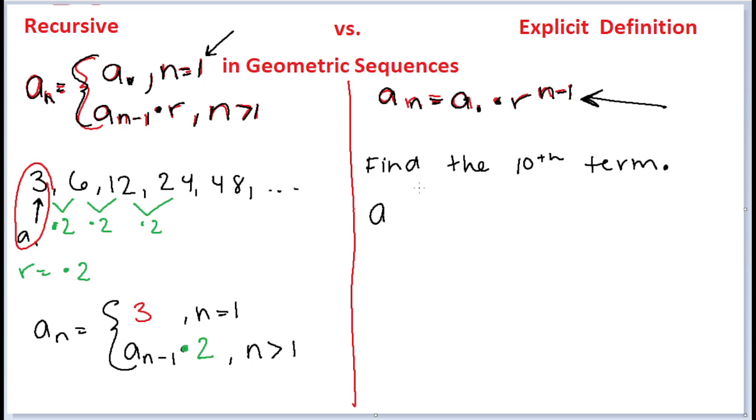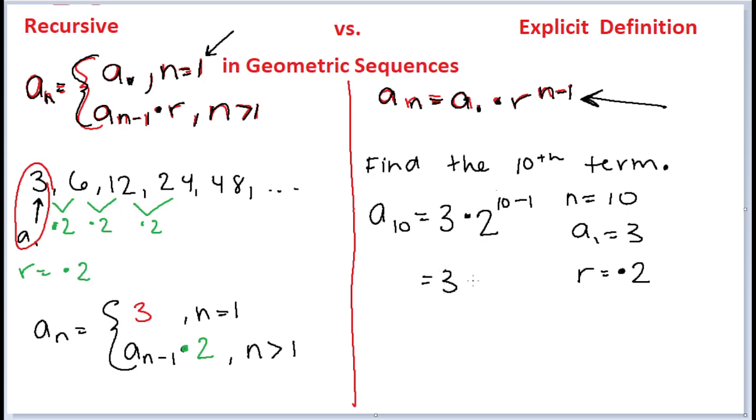So explicit definition, let's find the 10th term. So my n equals 10. A1, remember that's 3. R is multiplying by 2. So a sub 10 is equal to a1, which is 3, times my r, which is 2, to the n minus 1. Sorry, that should be 10 minus 1. So using PEMDAS, do the exponent first. 10 minus 1 is just 9.